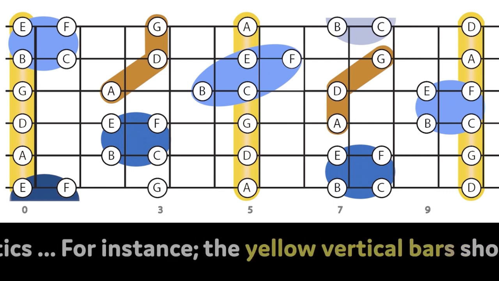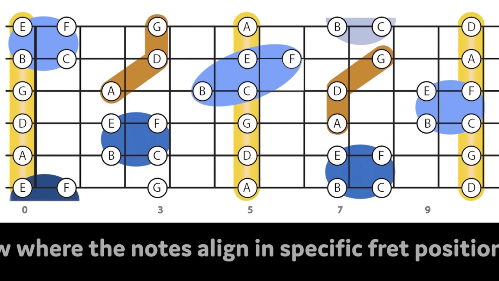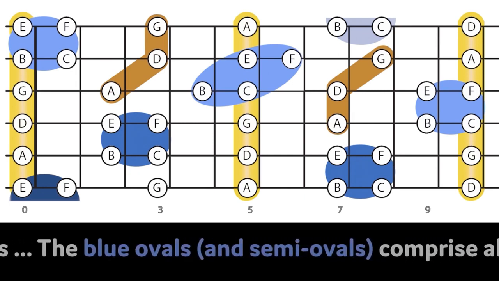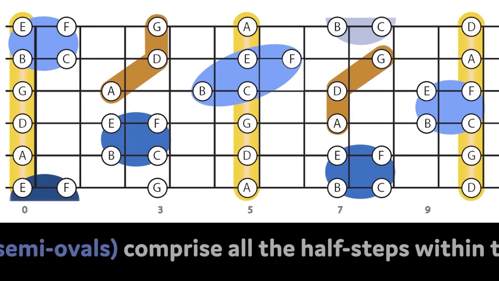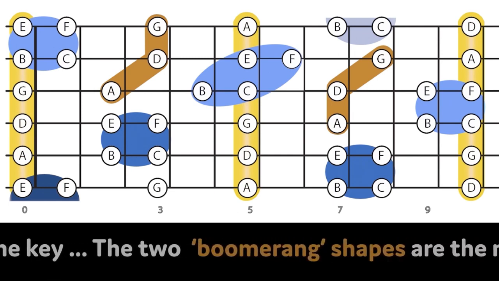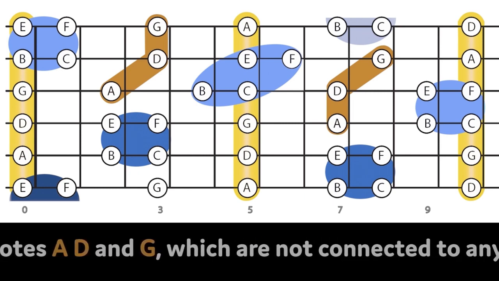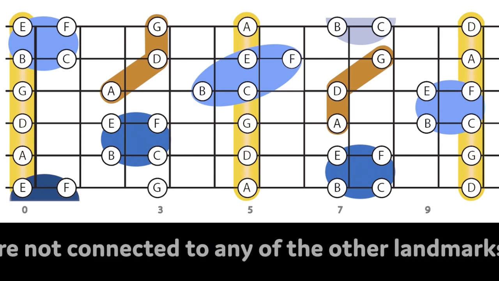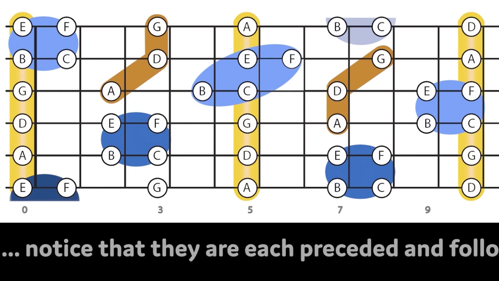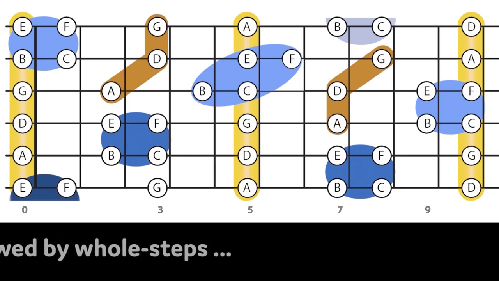For instance, the yellow vertical bars show where the notes align in specific fret positions. The blue ovals and semi-ovals comprise all the half steps within the key. The two boomerang shapes are the notes A, D, and G, which are not connected to any of the other landmarks. Notice that they are each preceded and followed by whole steps.